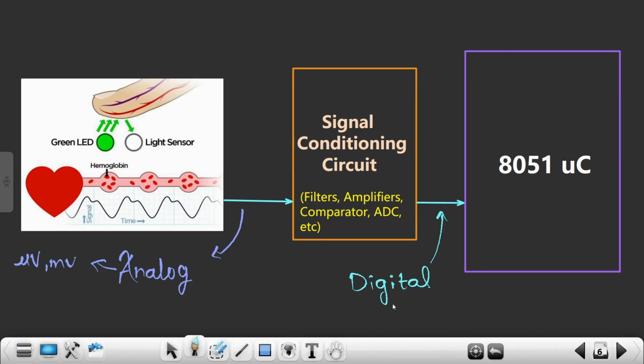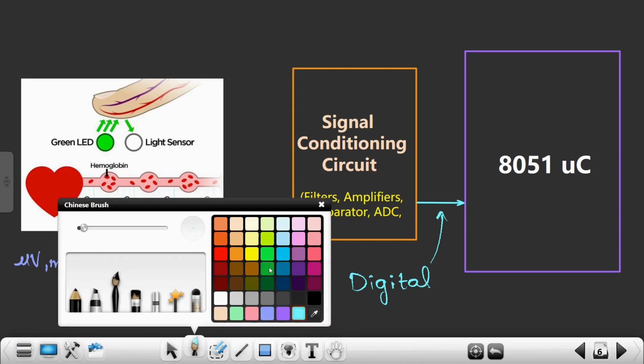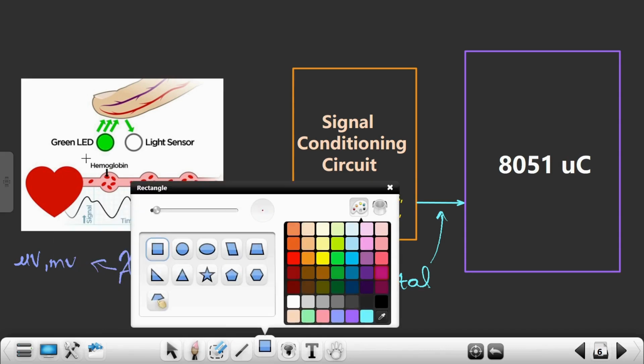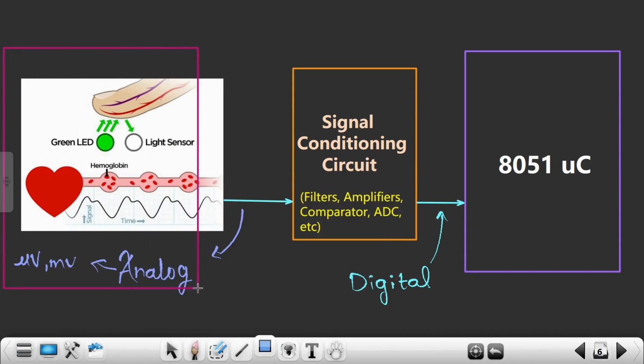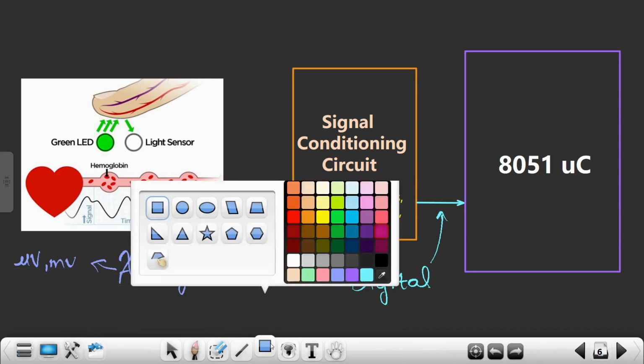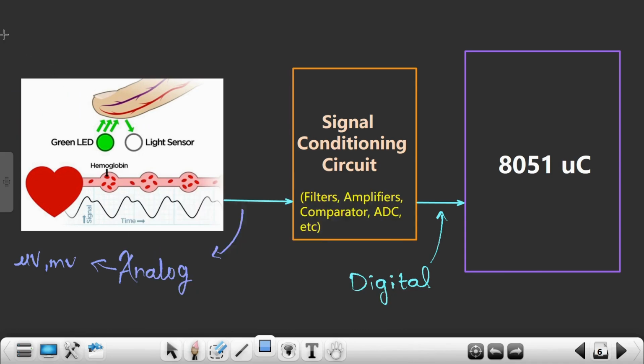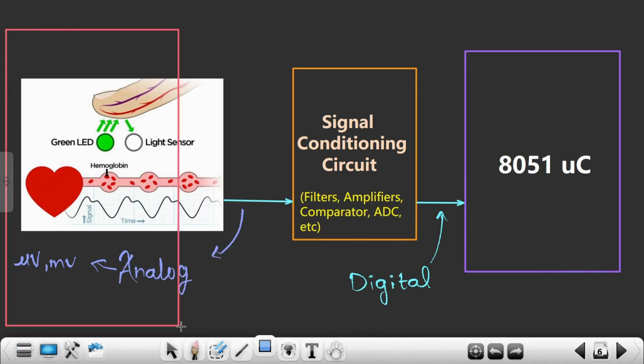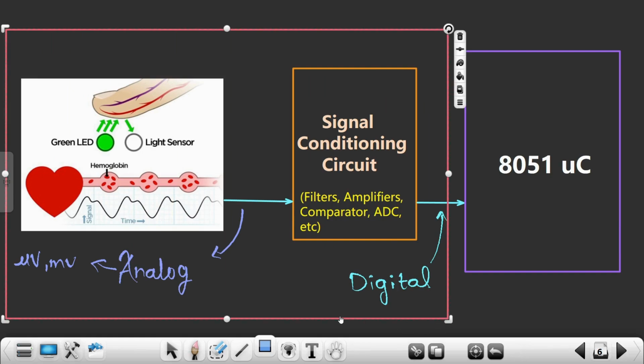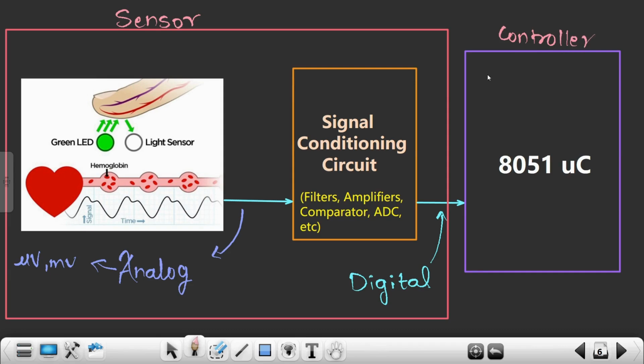So basically over here at the output of the sensor, see this entire structure, it forms my sensor. Let me take a different color. You see this entire block, it forms what? Collectively it forms a sensor. I hope you are able to understand this. This is my controller.